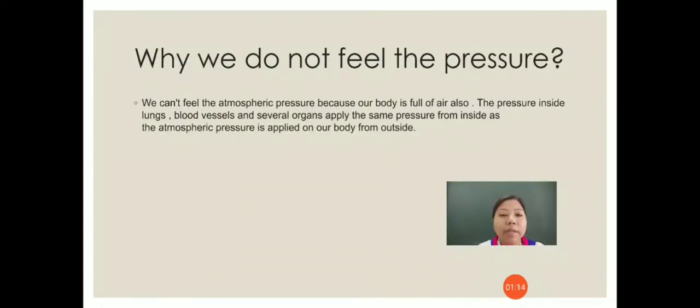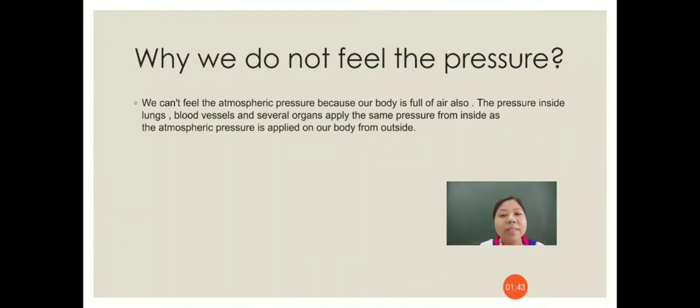I had mentioned that atmospheric pressure is being exerted on all objects. Then why do we not feel the pressure? Actually, we cannot feel the atmospheric pressure because our body is also filled with air. The pressure inside lungs, blood vessels and several organs apply the same pressure from inside as the atmospheric pressure is applied on our body from outside.